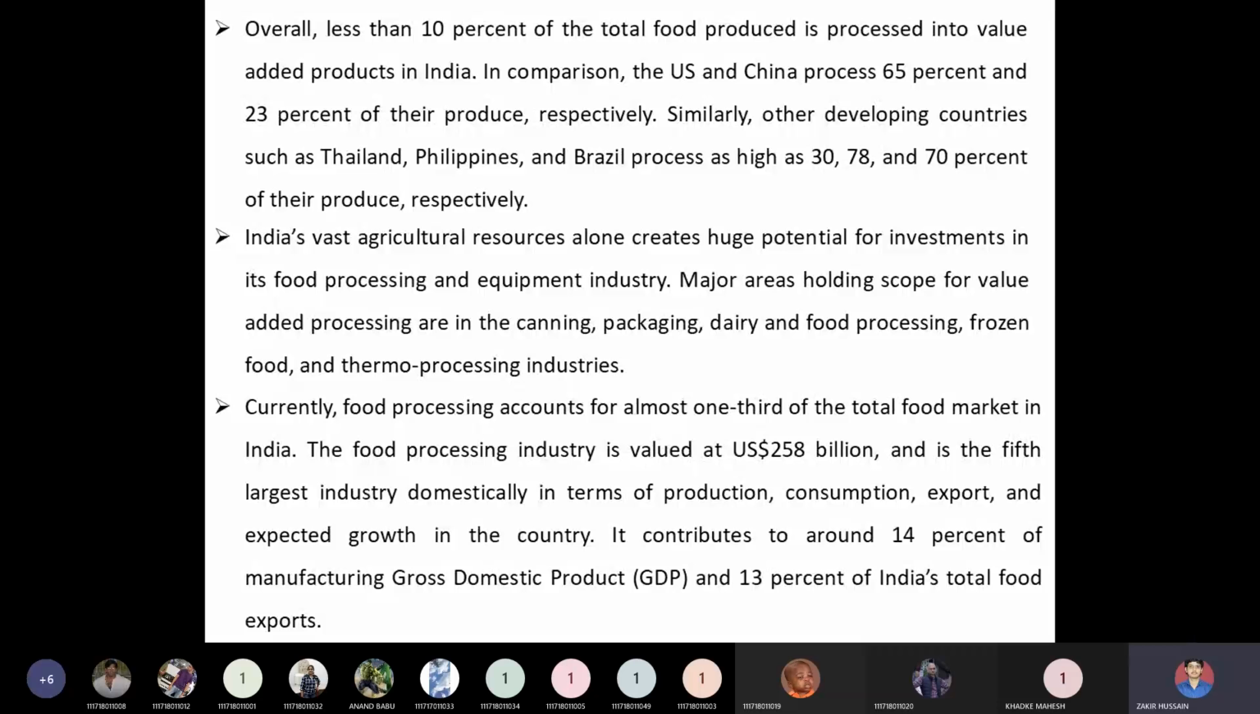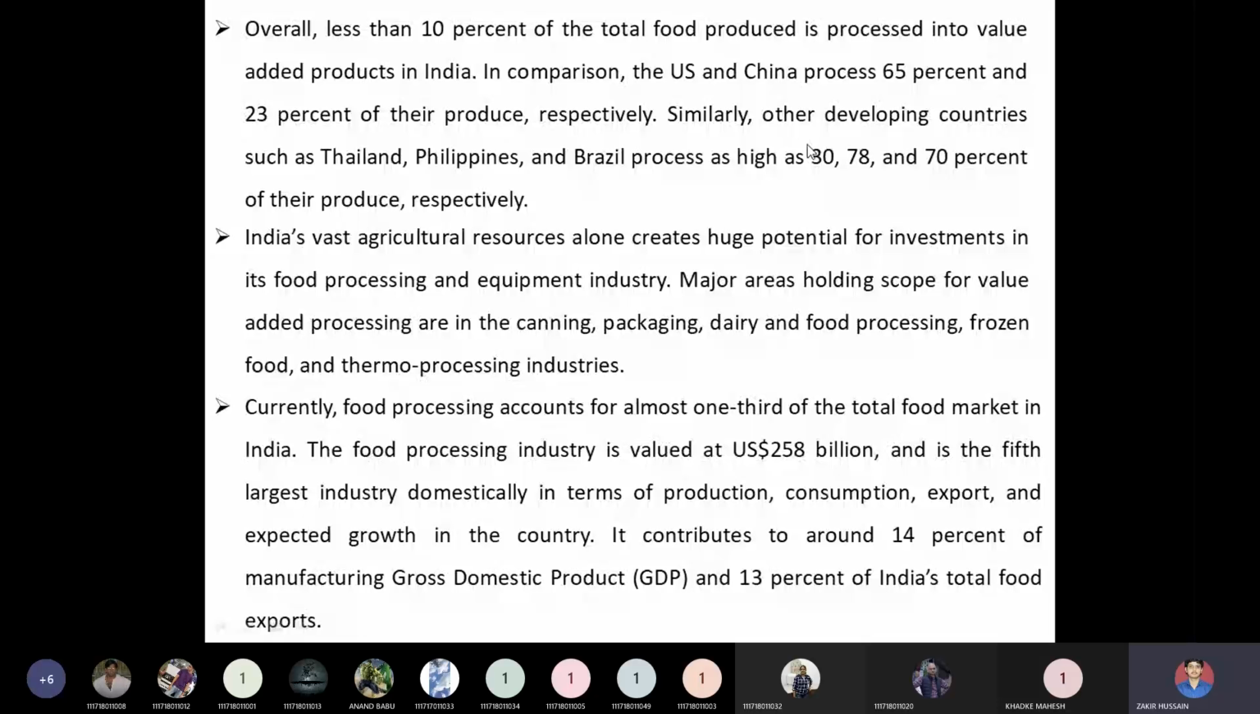So only 10% of the foodstuffs we get naturally from agricultural activities, we are able to convert into value added products. Whereas the developed and developing countries like the US and China are able to convert 65% of their post harvest products into value added products. Similarly, other developing countries such as Thailand, Philippines, Brazil process as high as 30 to 37% of their produce. The developed countries like the US, and developing countries which have much less land compared to India, can also preserve their food produce by converting it into value added products.